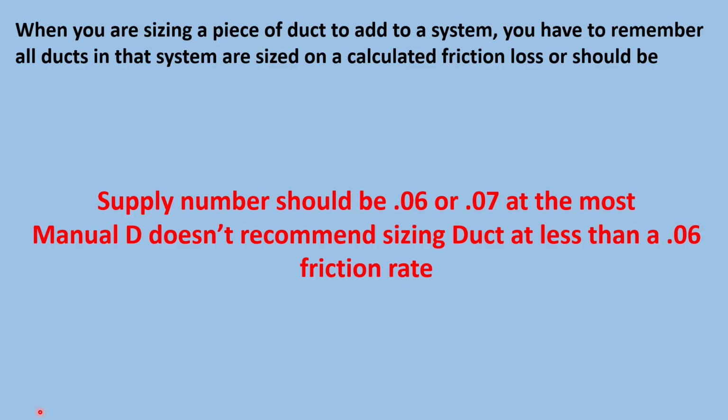There's literature out there that will tell you the default is 0.05, but Manual D doesn't recommend sizing duct at less than 0.06 because there's so many other things you can do if you know the rules of ductwork and air distribution. Again, this is only focusing on calculating the friction rate. But you would have to know those things. But anyway, 0.06, that's what I would go with, or 0.07 at the most, but 0.06 is a safe number.